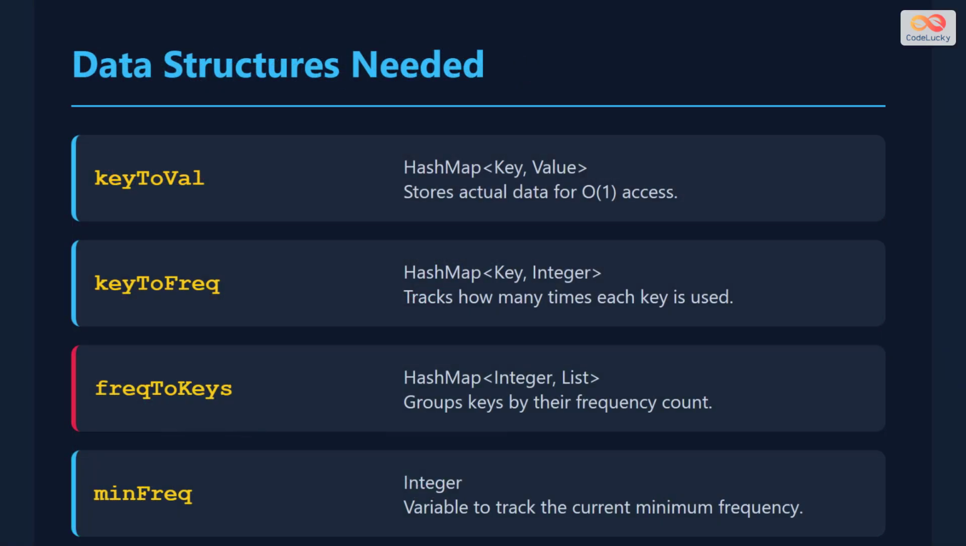To achieve constant time speed, we need a clever combination of data structures. First, a standard hash map to store our key-value pairs. Second, a map to track frequencies. And third, and most importantly, a map that links a frequency number to a list of keys that have that specific count.